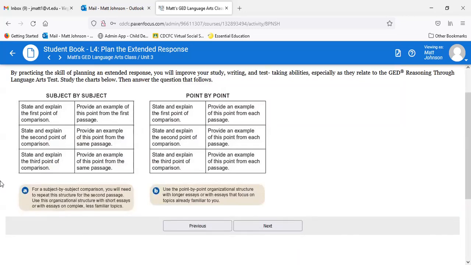So basically what they're saying here is we'll work with subject by subject, right? Because we're writing a short essay. And so it's saying that you repeat that for your second, right? So what they have here, when it says subject by subject, state and explain the first point of comparison, provide an example of this point from the first passage, right?